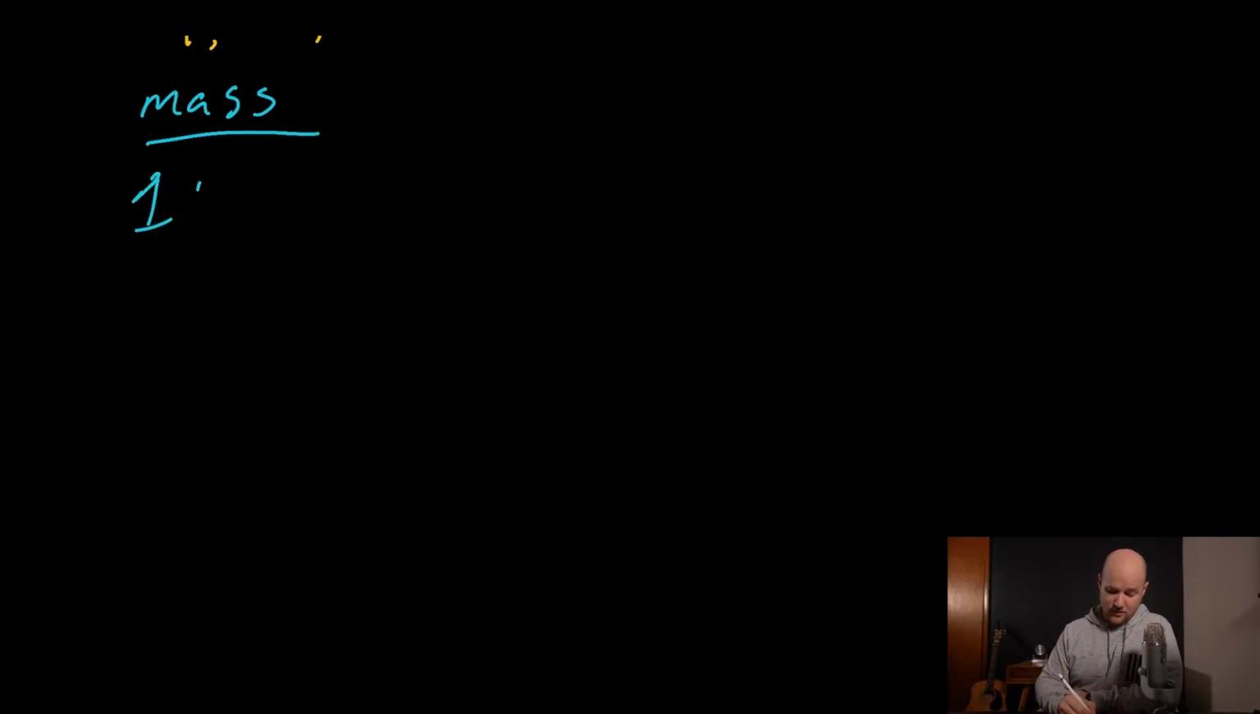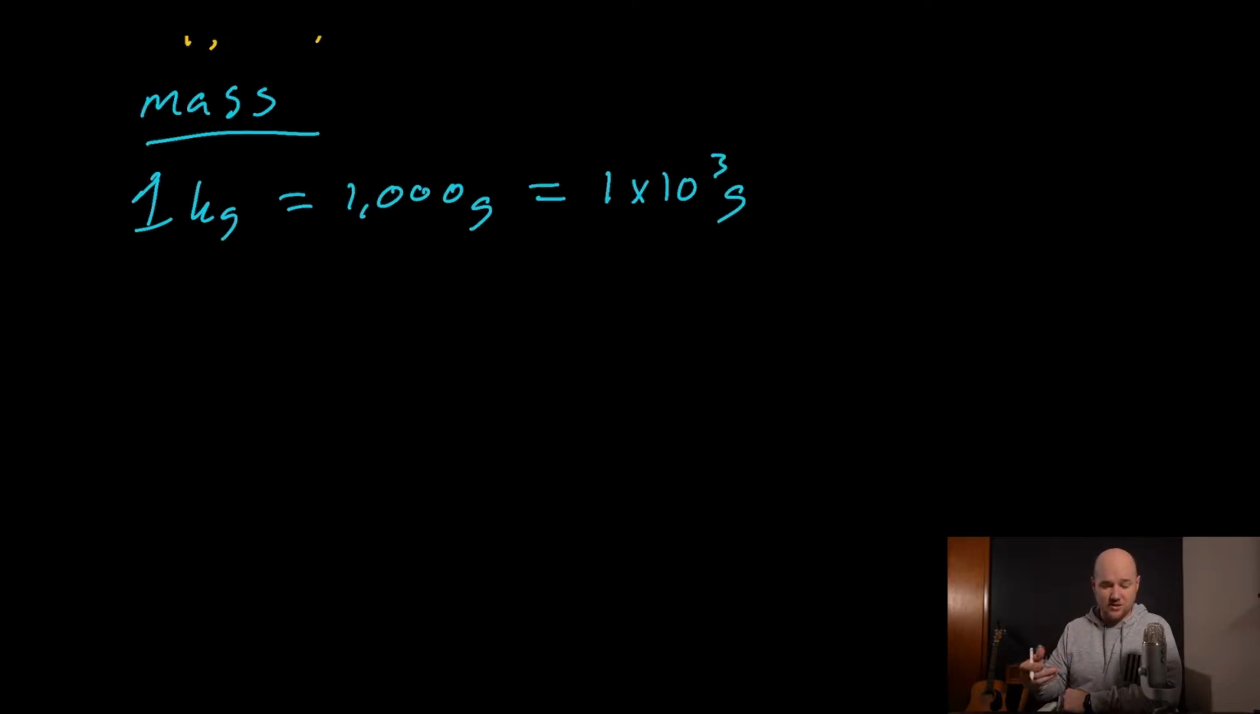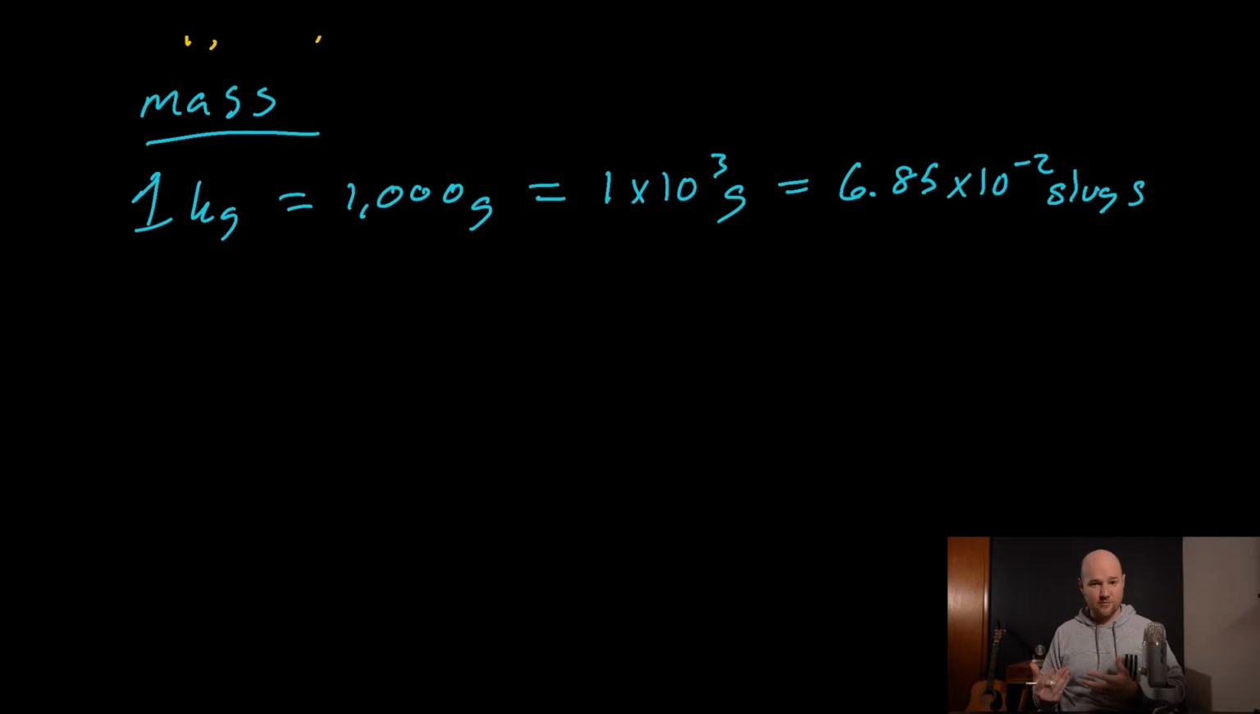So 1 kilogram, which is the SI unit for mass, is equal to 1,000 grams, which is also equal to 1 times 10 to the third grams. So I just wrote 1,000 in scientific notation there. And that's equal to 6.85 times 10 to the negative second slugs. And remember I said in a previous video that slugs are another way to measure mass. Slugs are actually the imperial way to measure mass.